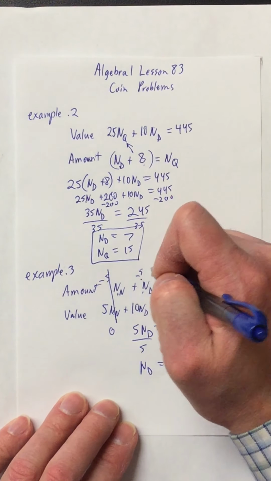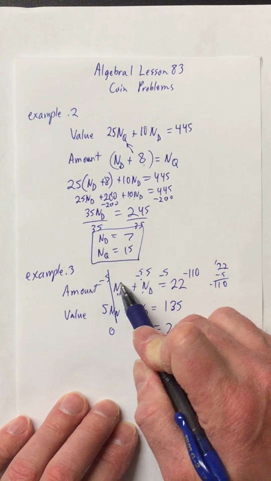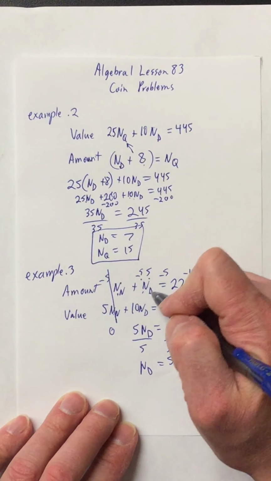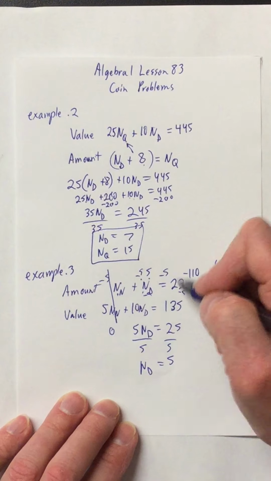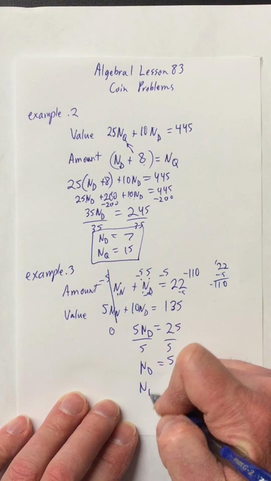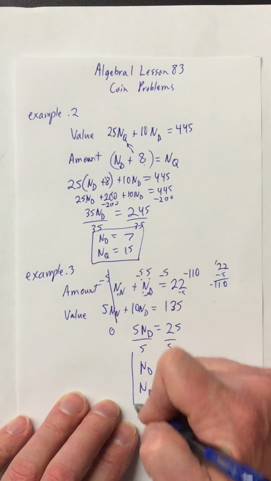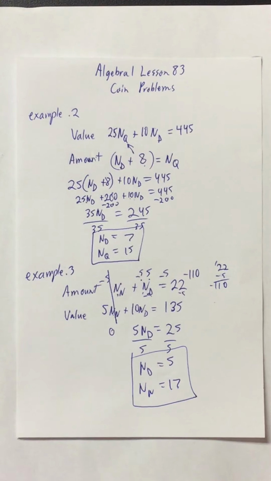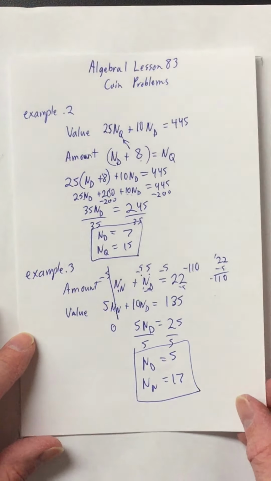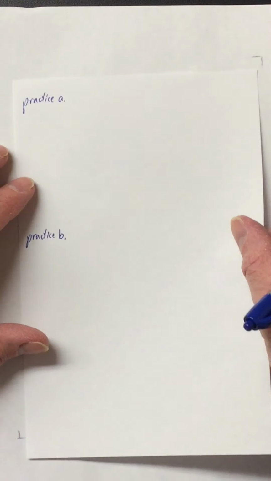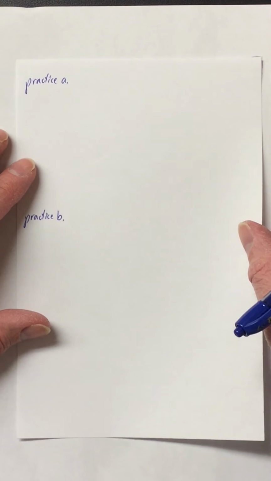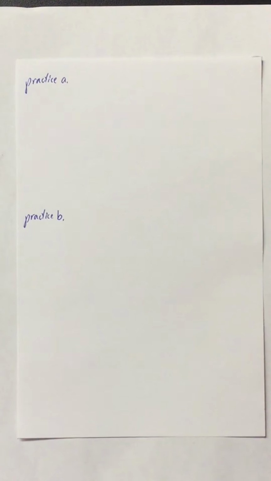So if we plug that right here, we have number of nickels plus 5 equals 22, minus 5 from both sides. And number of nickels is going to be 17. All right, pause the video and work on the 2 practice problems, and then you can come back and check your work and your answer with my work as I do it here.